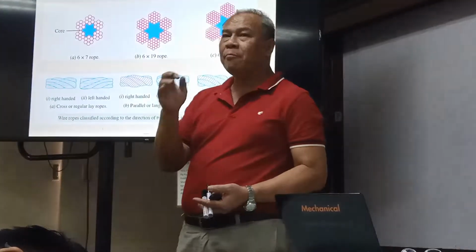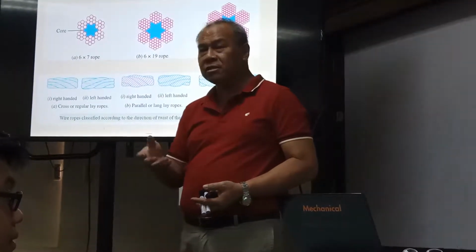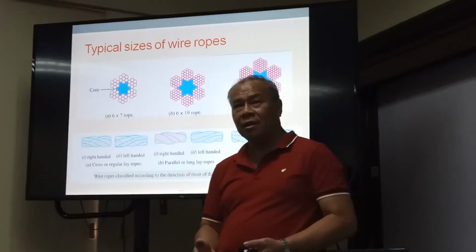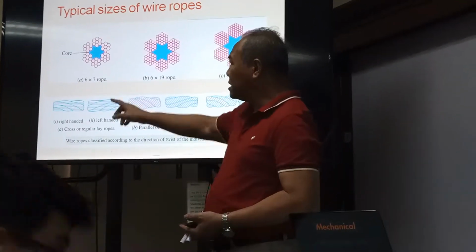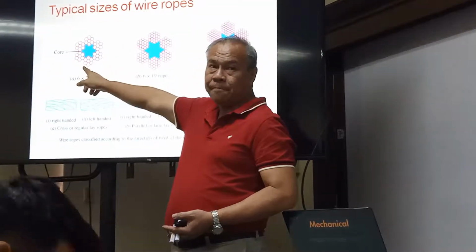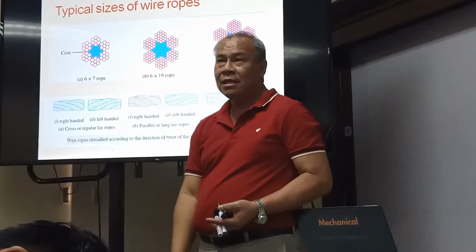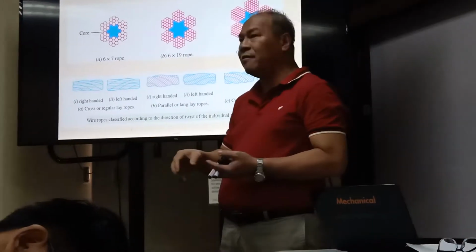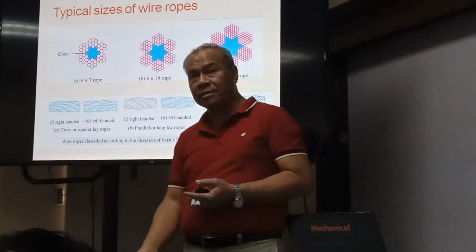The more wires in a strand, the more flexible the wire rope is. So, in terms of flexibility, this one is more flexible than this one, even though it has many wires. So, the more wires in each strand, the more flexible the wire rope.